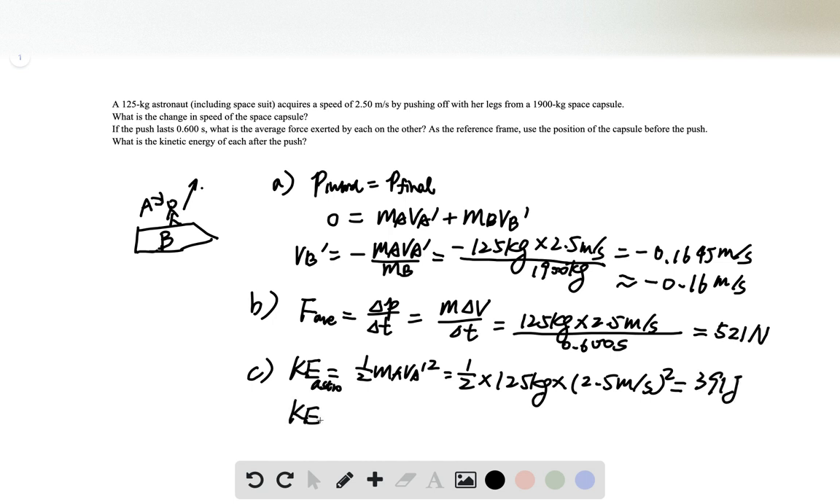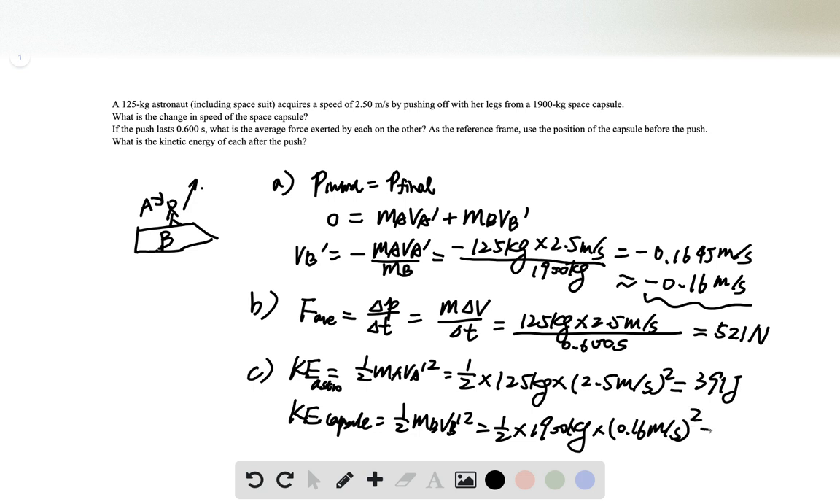And the kinetic energy of the capsule is 1/2 of mb vb prime squared. That is 1/2 times 1900 kilogram times, we can use the result from before, 0.16 meters per second, also squared. So that gives us 26 joule. So we can also say that in this process, the momentum is conserved, but the kinetic energy is not conserved because the kinetic energy was 0 before the push, but it's non-zero after the push.